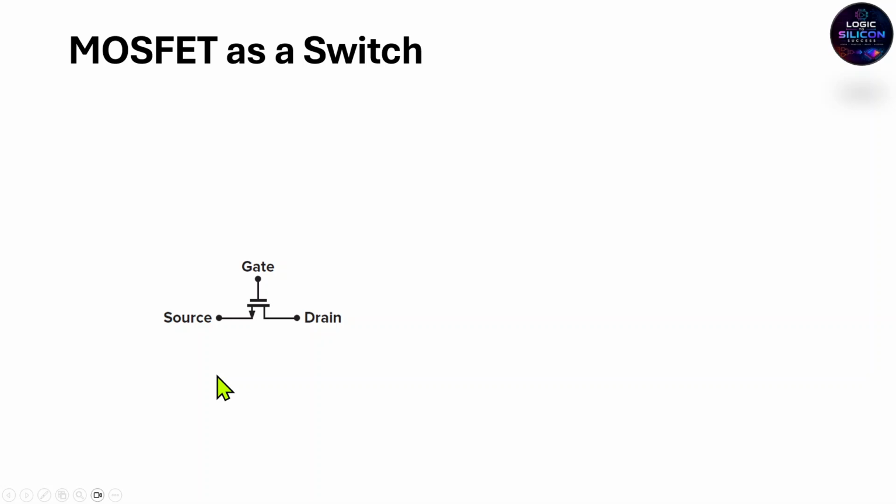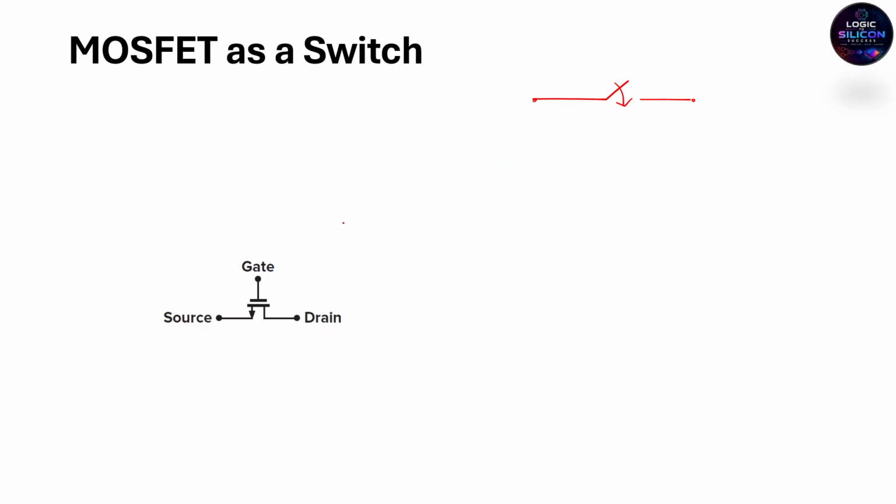First we will try to understand how a MOSFET acts as a switch. So we all know what a switch looks like symbolically. So this is a switch, right? MOSFET is just like a switch.